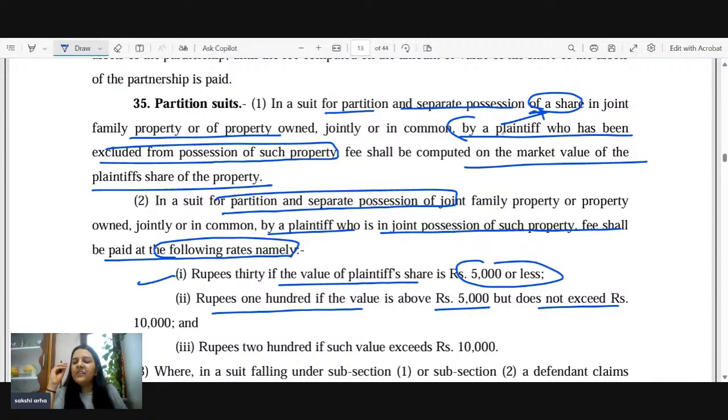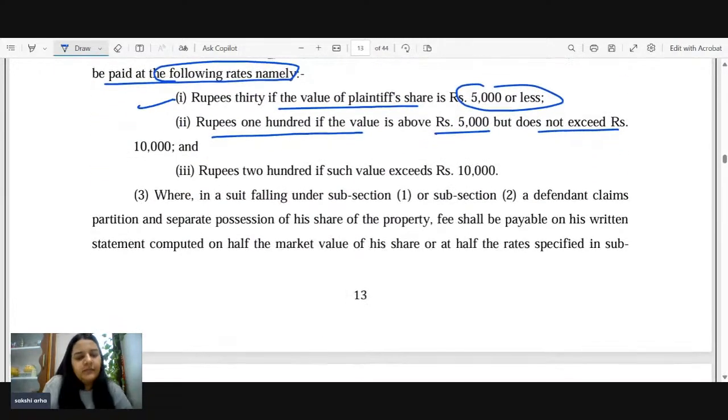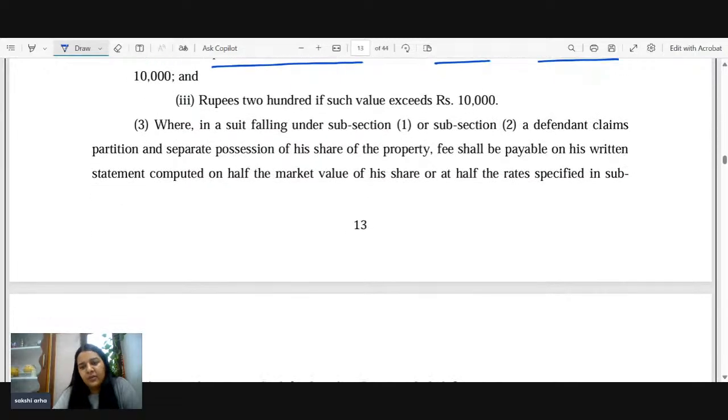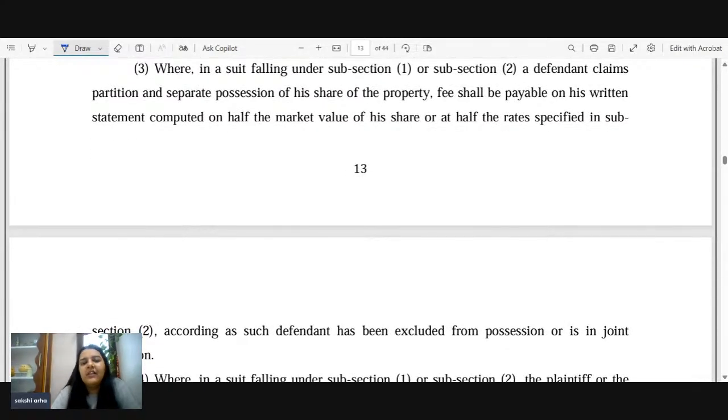If the plaintiff is doing all this only for his share, okay, in that case it is the market value of his share. But if it is the partition for the entire property, then the value of the property. Third, where in a suit falling under subsection 1 or 2, a defendant claims partition and separate possession of his property.